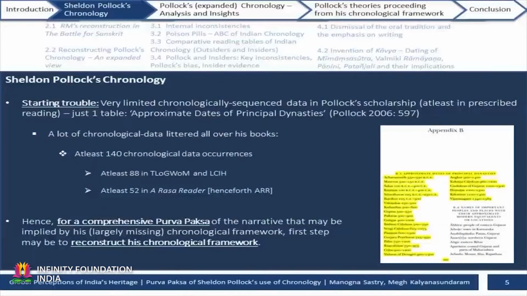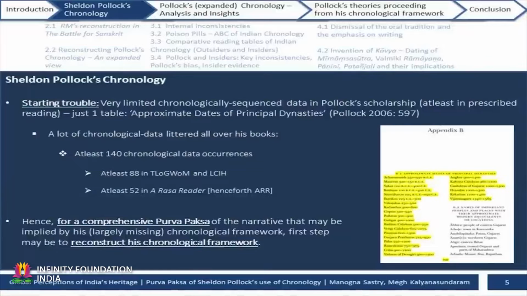A roadblock one immediately hits when trying to study the chronological framework Pollock uses is the near absence of chronologically sequenced data, with the exception though of one table, that of approximate dates of principal dynasties, found in the appendix of Pollock's book The Language of the Gods in the World of Men. His work though is littered with chronological data. We found at least 140 such occurrences in various books, therefore necessitating, in our view, as the first step in studying his use of chronology, reconstructing his chronological framework based on the dispersed data.